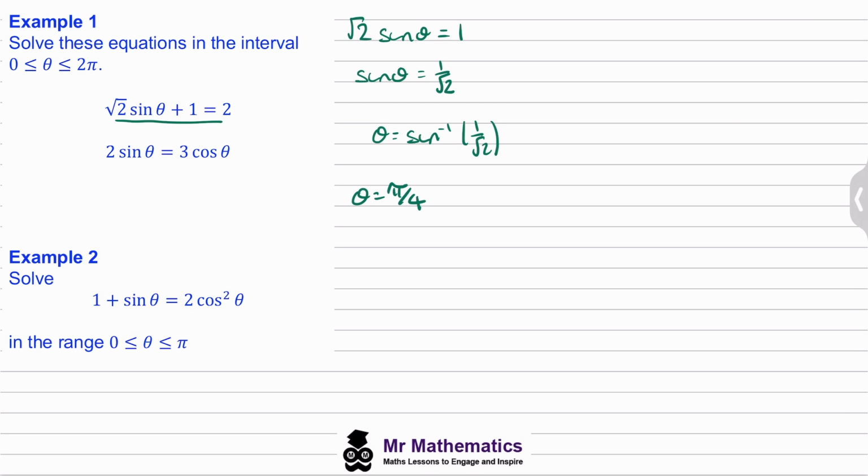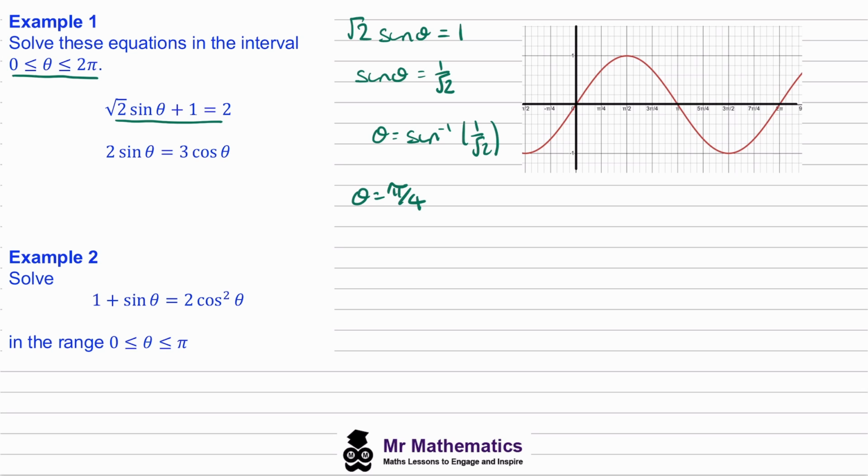But we're looking at the solutions in the range of 0 to 2 pi. So if we sketch a graph of sine theta within this range, then you can see we've got a solution here. So we'll also have a solution at this point, and this is 3 pi over 4. So these are our two solutions.